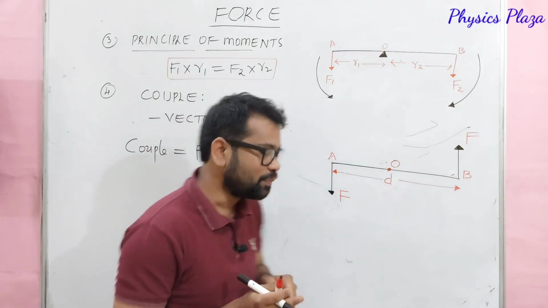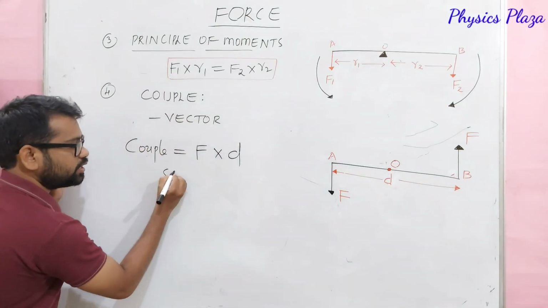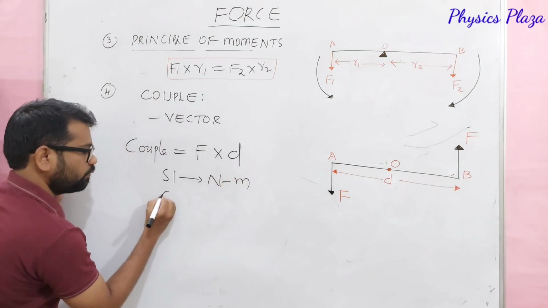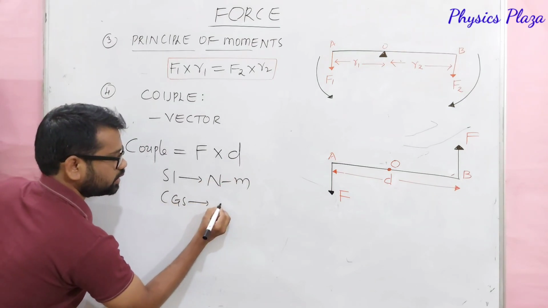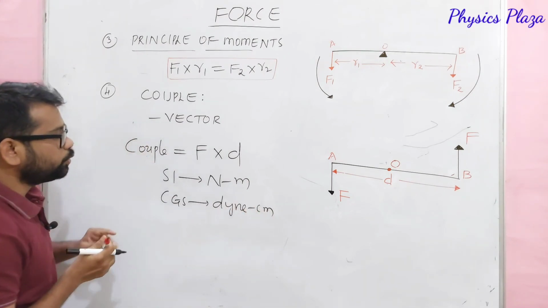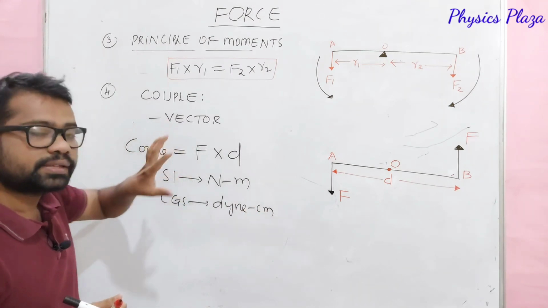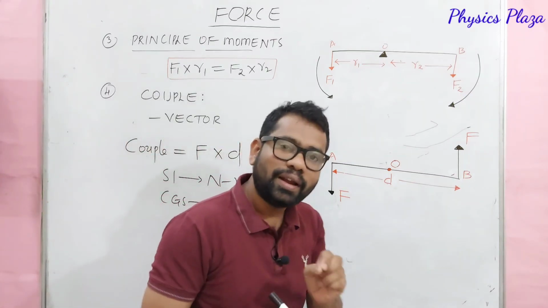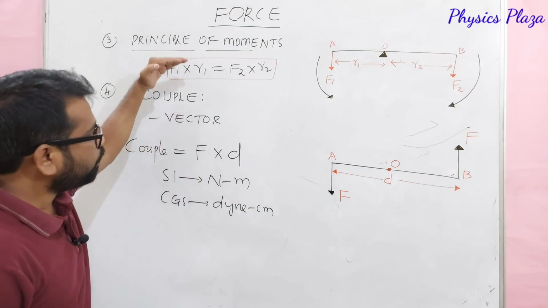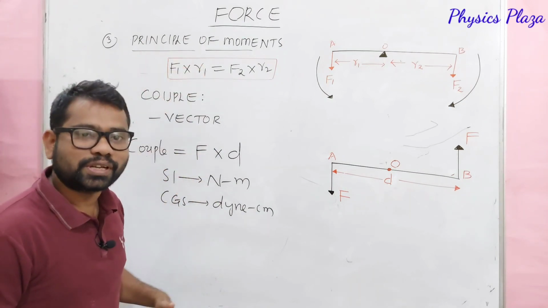Now what are its SI units? The SI unit is Newton meter, whereas the CGS unit is dyne centimeter. Children, the units are the same for couple and moment of force. Okay children, so these are the important points and important formulas in the force chapter.